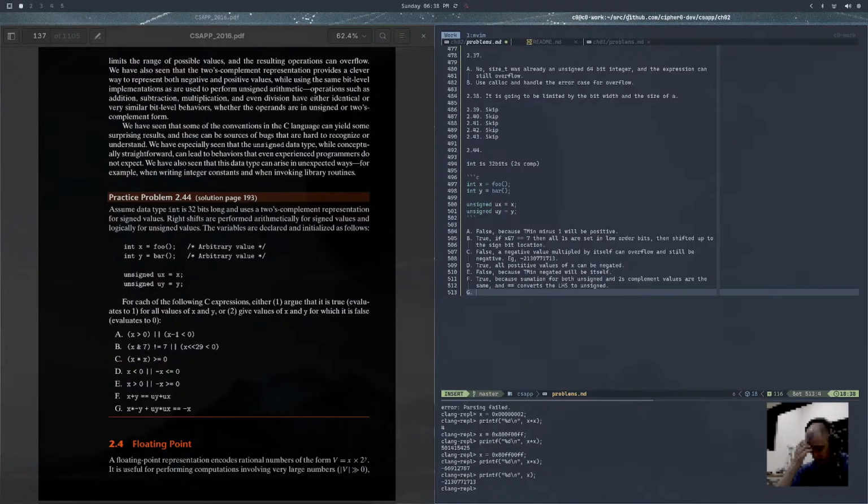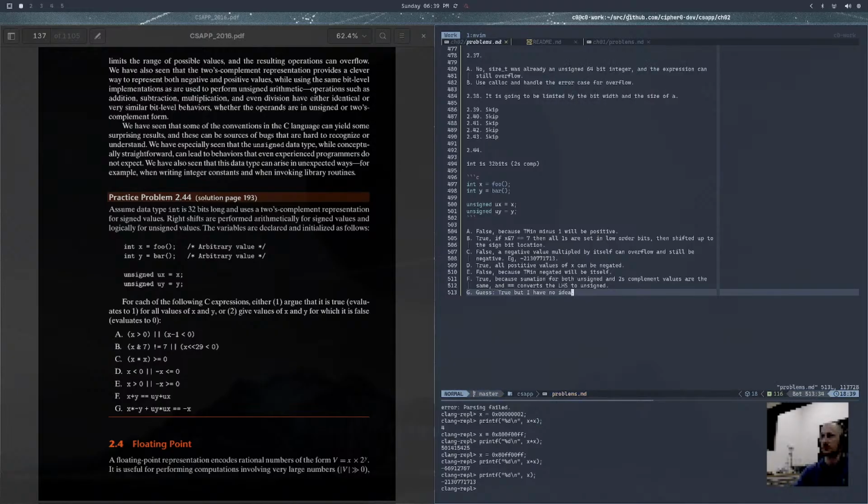G. Okay, it's a different equation here. So you got x times negation of y plus uy times ux is equal to negative. Ooh, yeah, that's quite the expression. Let's try to break it down. So we have two terms being added together. This one, x times its negation. So you could be overflowing there. It's commutative, so we can swap those, ux times its original. Guess is true, but I have no idea.